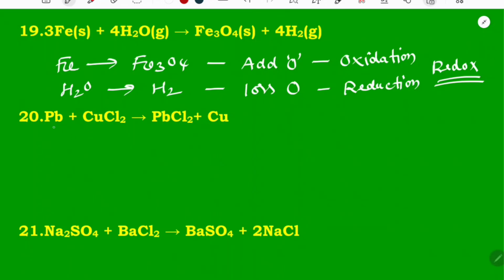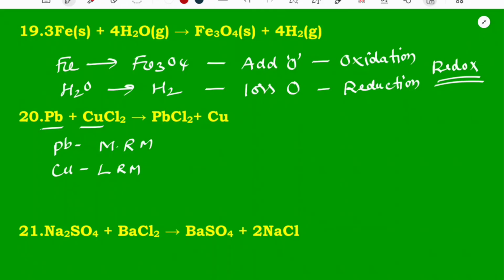So what type of reaction is this one? Here lead is a more reactive metal, so lead can displace the copper from the copper chloride. Lead is the more reactive metal. Copper is the less reactive metal. So the more reactive metal can displace the copper. You can check the reactivity series once; we already explained it in that class.